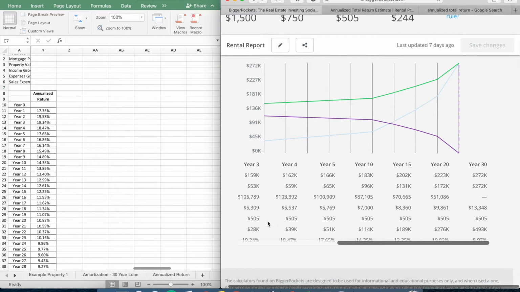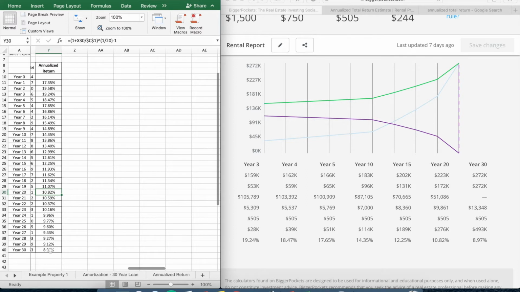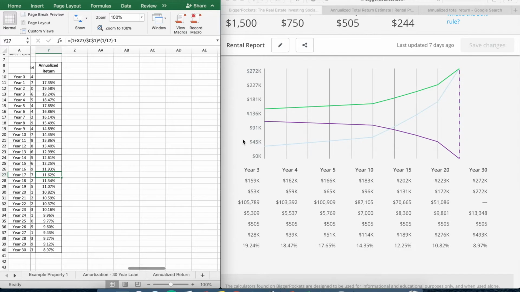And then if I go for the remainder of them, year 10 matches, year 15 matches, year 20 matches, and year 30 matches. BiggerPockets doesn't provide the intermediate values, for instance, year 17, but given that all the other values match, I think it's a pretty good assumption to say that had they provided their value for year 17, it would also come out to 11.62%. Now these values that I used were based off of the same exact example that I used in my previous video, which will be linked in the description below.